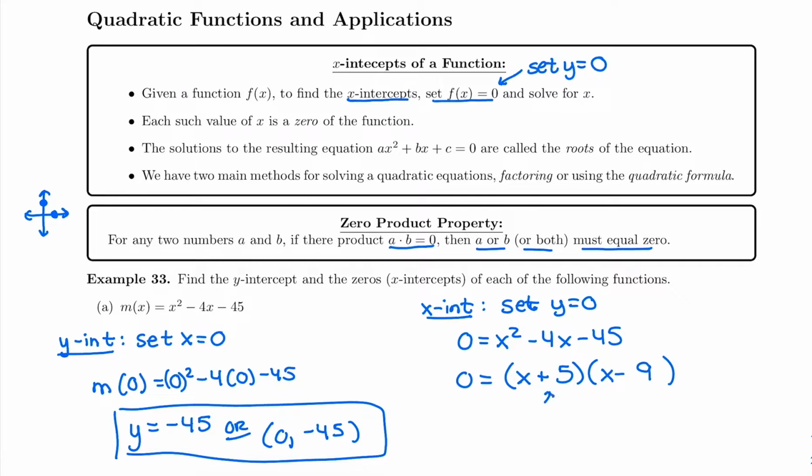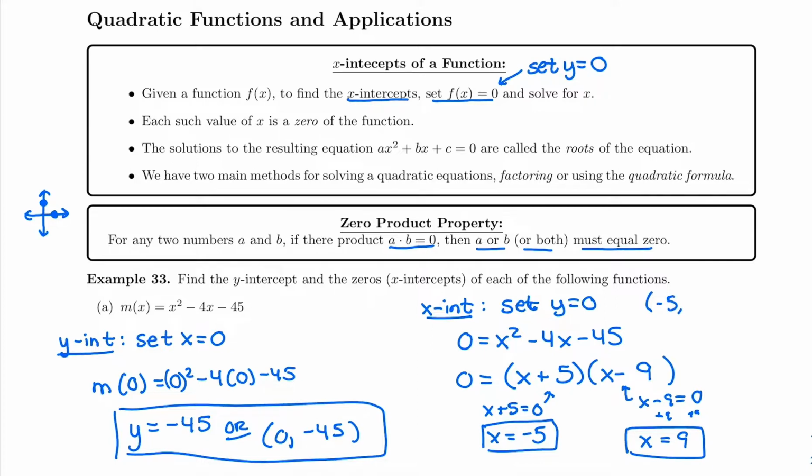Well, these two numbers can only multiply to be 0 as long as one of them is 0. I want to see what makes x plus 5 0 and what makes x minus 9 0, because as long as one of these is 0, they will multiply to be 0. So what makes x plus 5 0? Well, subtract 5, your x-intercept would be negative 5. Or add 9, your other x-intercept is positive 9. Or as points, we would say negative 5, 0 and 9, 0 as our x-intercepts. So the two x values with a y value of 0.